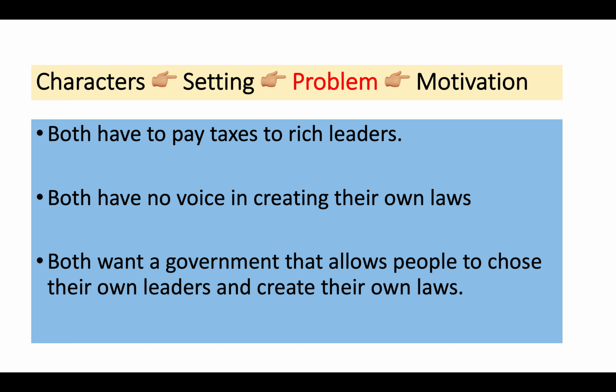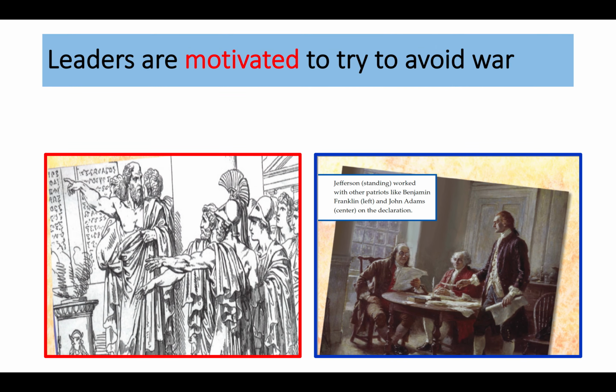So what are our characters motivated to do about this? Motivation is when you have a spark or you have something deep inside you that says, all right, there's a problem, but I really want to solve this problem. Well, yesterday we learned that the leaders of each place are trying to avoid war. Sometimes war is the only way to solve a problem, and it's a sad way to do it. But if we can avoid it, that's the best way to go about it.